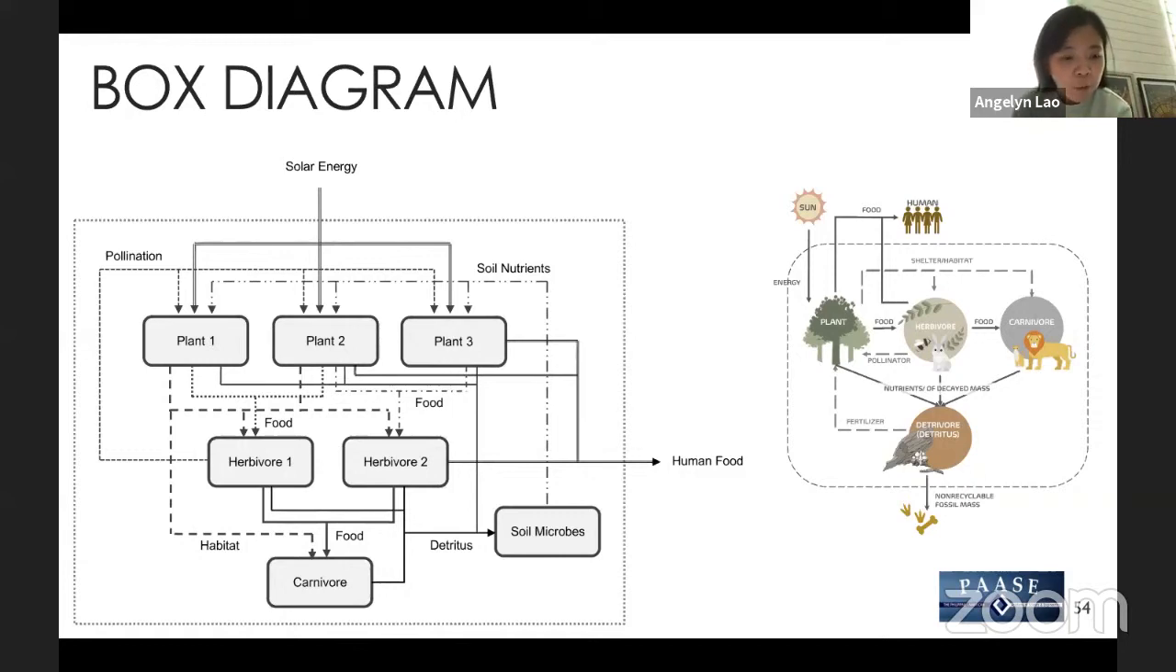For the plants, plant 1 provides food for herbivore 1 and herbivore 2, and habitats for herbivores and carnivores. Plant 2 also provides food for herbivore 1 and herbivore 2, and it contributes to the detritus. Plant 3 contributes to the detritus and provides food for herbivore 2 and humans. As for herbivores, both herbivore 1 and 2 contribute to the detritus and provide food for carnivores. However, only herbivore 1 contributes to pollination, and only herbivore 2 provides food for humans. So this is the assumption of our model.